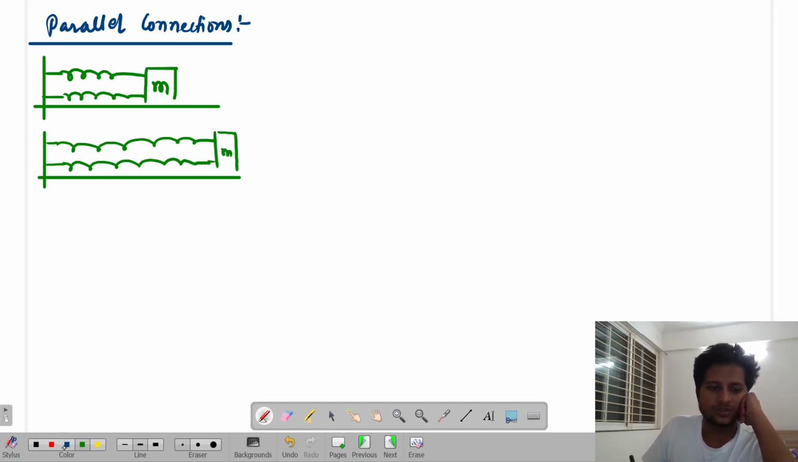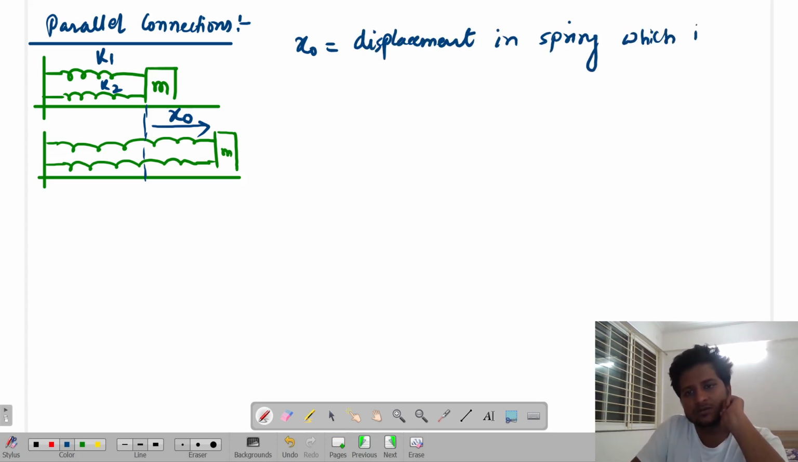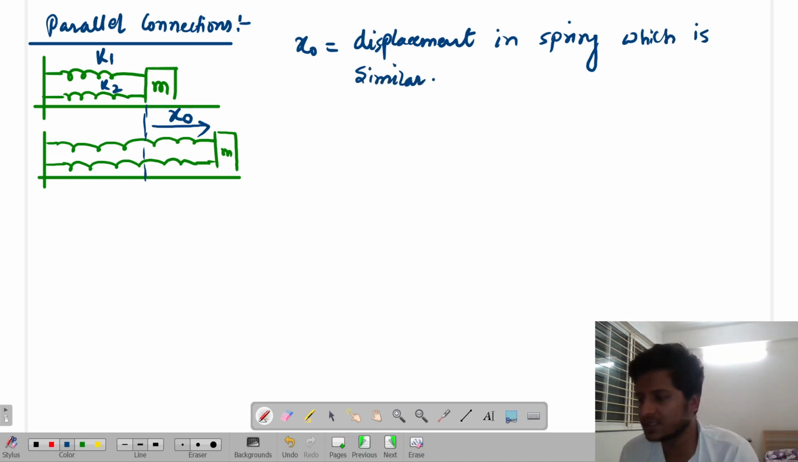Means if this was of K1, this is of K2, then from this certain mean point, the expansions in both of them should be x naught, and that is same, isn't it? Which, we call it as displacement in spring, which is similar. Are you able to get me? Understood? Is that clear now?